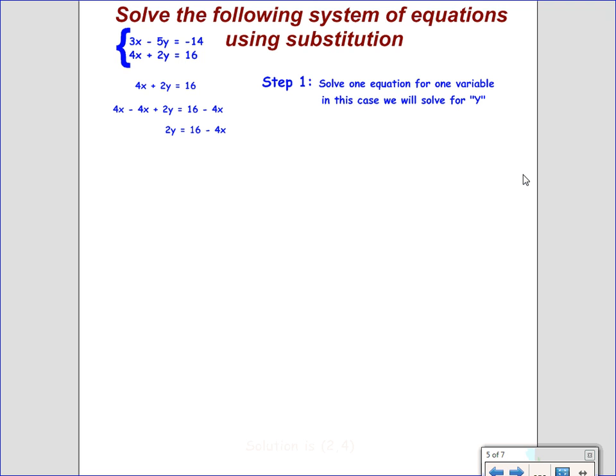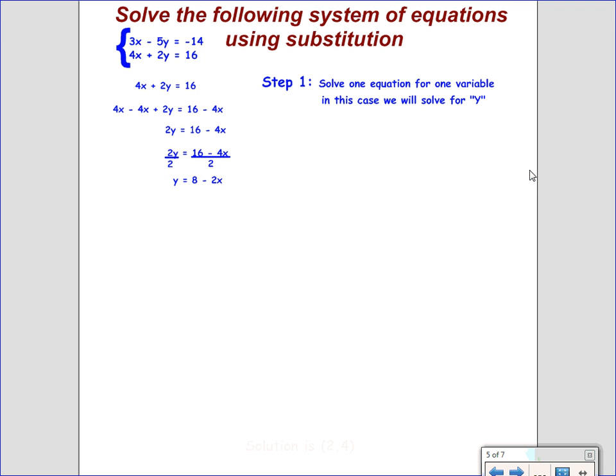Now, in order to solve for y, I must perform the opposite operation, and the opposite of multiplication is division. So I'm going to divide both sides by positive 2. In doing so, I find that 2 divided by 2 is 1. So y is going to equal 16 divided by 2 is 8. 4 divided by 2 is 2. Y is going to equal 8 minus 2x.